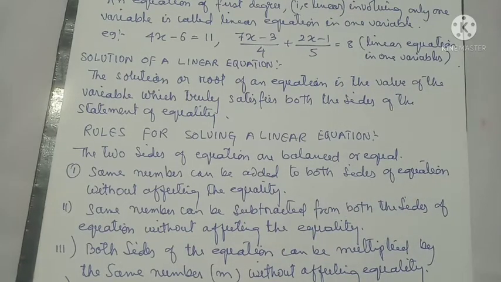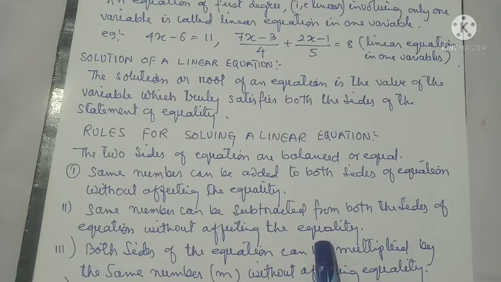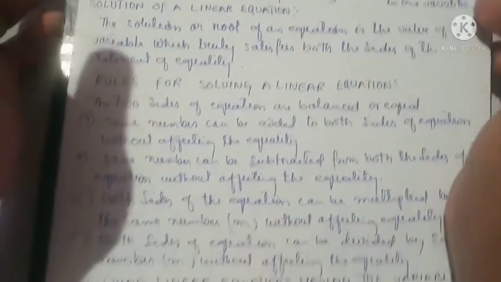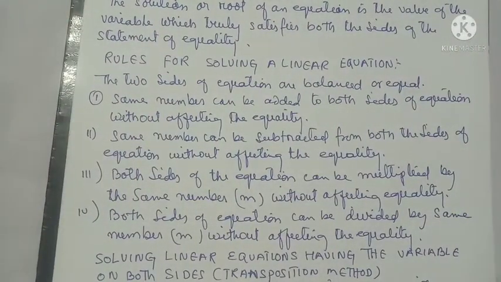systematic method. So if you add a number to both sides of the equation, it will not affect the equality. A number can be subtracted from both sides of the equation without affecting the equality. We can subtract the same number from both sides, but the equality of the equation will not be affected.